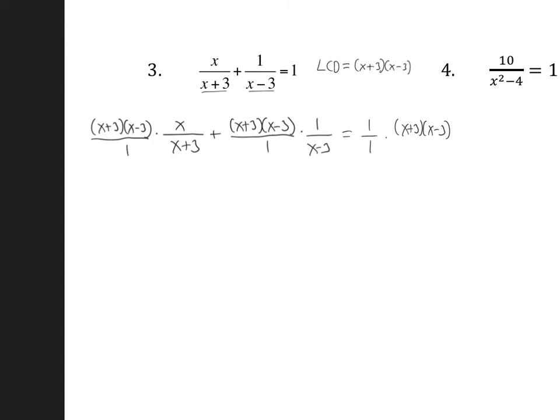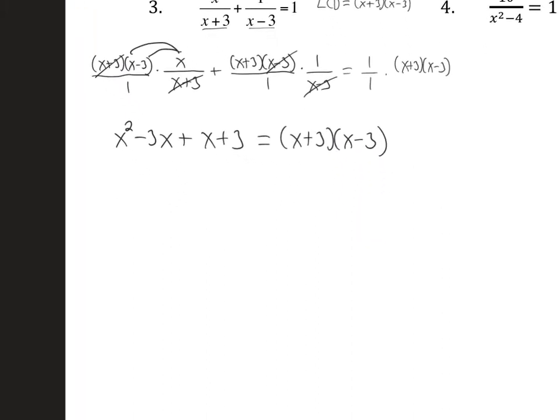Oops, I goofed up. I canceled the x. X plus 3 is going to cancel here. X minus 3 is going to cancel here. So now we're going to do x times x minus 3, which is going to be x squared minus 3x plus, this is going to be 1 times x plus 3 is x plus 3 equals, then we're going to have x plus 3 times x minus 3 over here. Can write it out, I guess, for now.